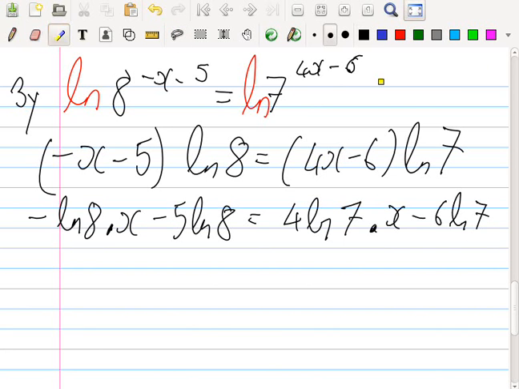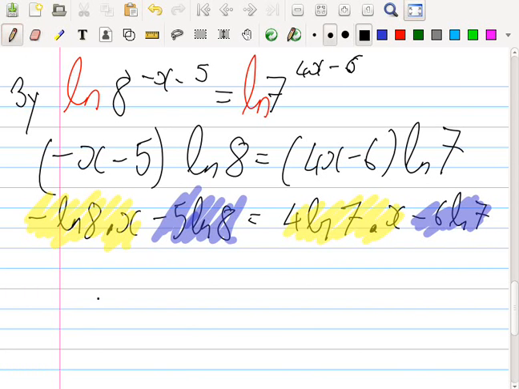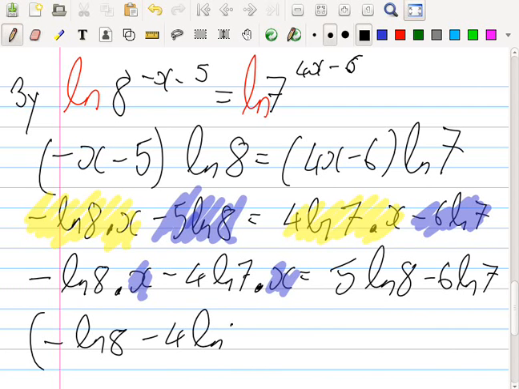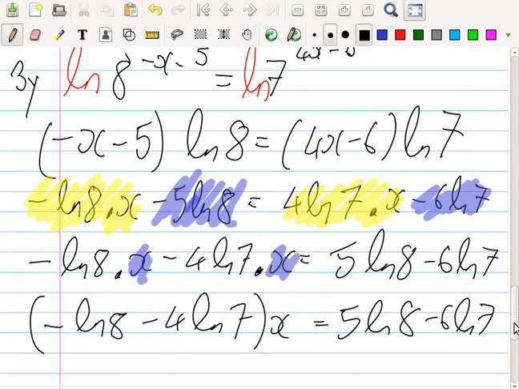If you look carefully here, you'll see that you have a piece here with an x in it, and a piece here with an x in it, and then you have a piece here with no x, and a piece here with no x. So taking the x parts to the left, I get minus log 8 times x minus 4 log 7 times x equals 5 log 8 minus 6 log 7. Now what's in common on the left? You can see x is in common, so if I take that out, minus log 8 minus 4 log 7 times x equals 5 log 8 minus 6 log 7.